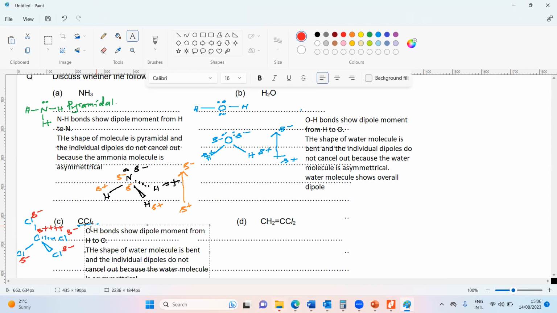This is chlorine, carbon. Chlorine carbon bonds show dipole moment from carbon to chlorine. The shape of the CCl4 molecule is tetrahedral.